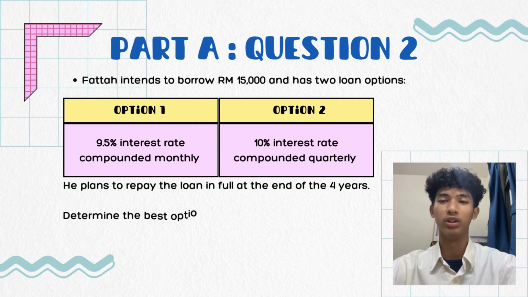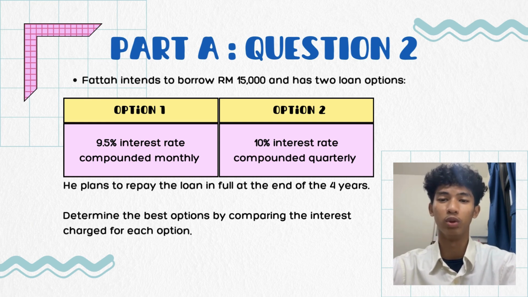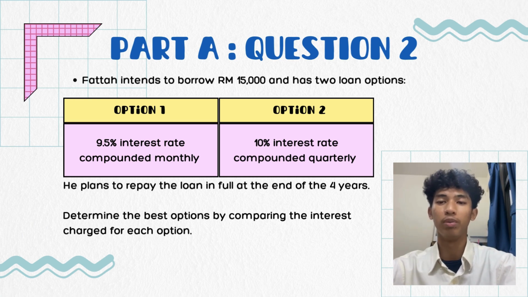Alright guys, so I'm going to explain to you about problem statements of compound interest. For question 2, it says Fatah intends to borrow 15,000 and has 2 options. For option 1, the interest rate is 9.5% and compounded monthly. For option 2, the interest rate given is 10% and compounded quarterly. He plans to repay the loan in full at the end of 4 years. Determine the best option by comparing the interest charged for each option.